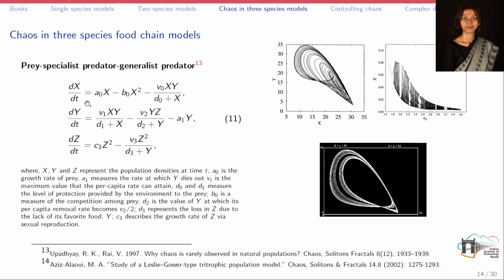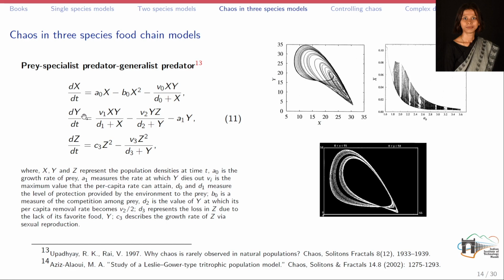Now here we see that the growth of the prey population is again governed by the same dynamics as we discussed earlier. That is, A0x is the natural growth in the prey population, B0x square is a decline in the prey population due to intraspecific competition, and this is the decline in the prey population due to predation by the intermediate predator Y. And what is added here is that earlier we had just one predator, here we have 2 predators in the picture. So Y is the intermediate predator, which is again eaten by the top predator Z.